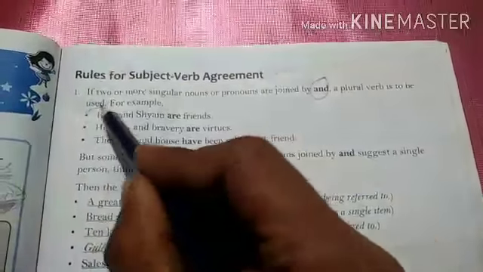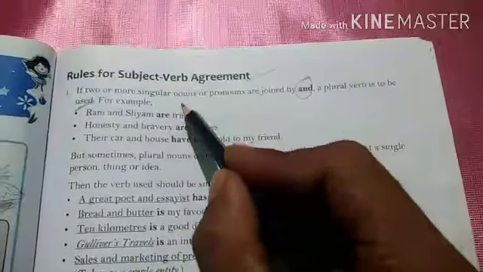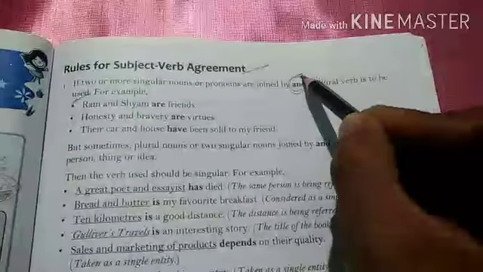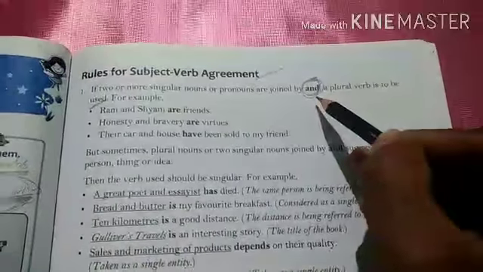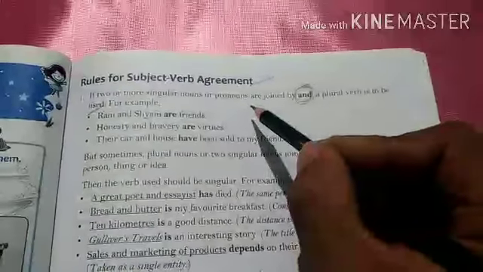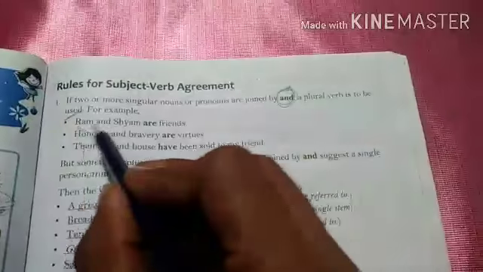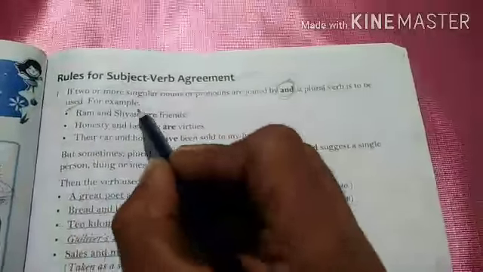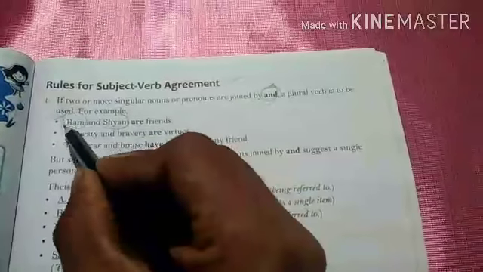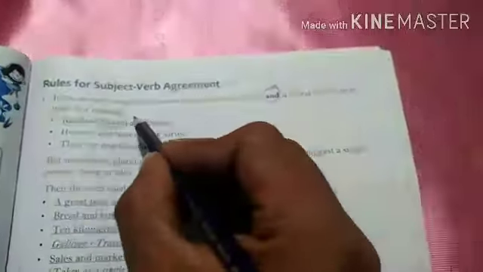जब सब्जेक्ट के प्लेस में दो नाउन या तो दो प्रोनाउन होता है जिसे एंड से, कंजंक्शन एंड से जोड़ा गया होता है, तो इसका मतलब हमारा सब्जेक्ट, we have two nouns or two pronouns, that means we have a plural subject, so we have to use a plural verb. Like Ram and Sam are friends, we have two subjects, Ram and Sam, Sam and Ram. Okay, so two nouns, that means plural nouns, so we have plural verbs.